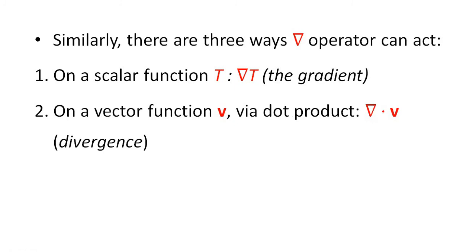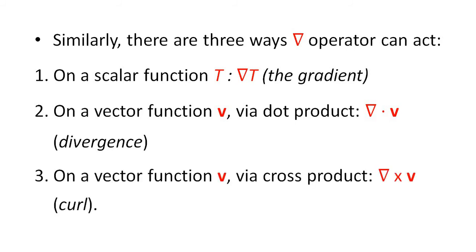Second case, it can act on a vector function v via dot product, that is del dot v. If v is a vector, then we can write like this, del dot v. This del dot v is called divergence. And third case, on a vector function v, we can act by a cross product, that is represented like del cross v. Del cross v is called curl.